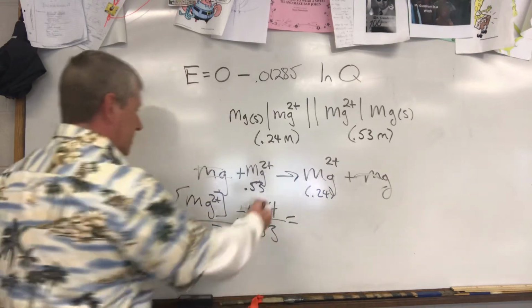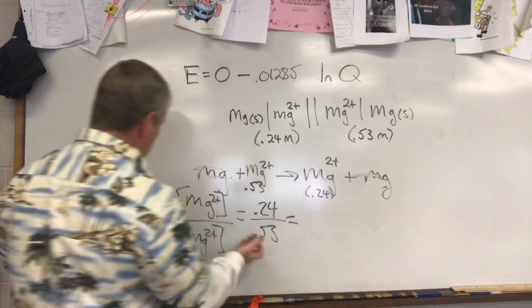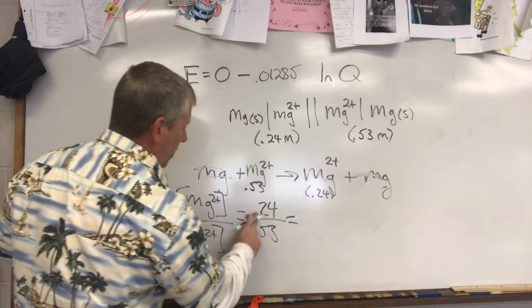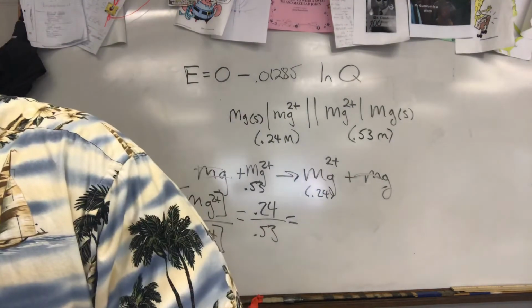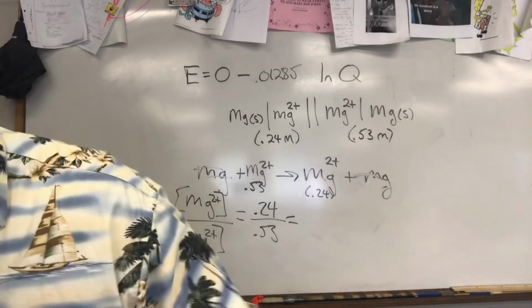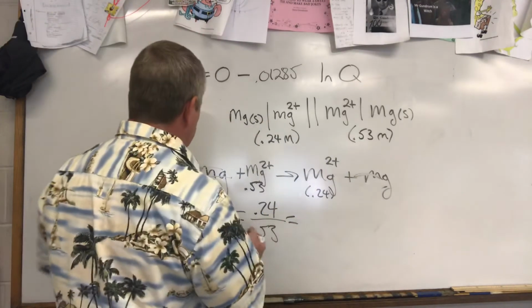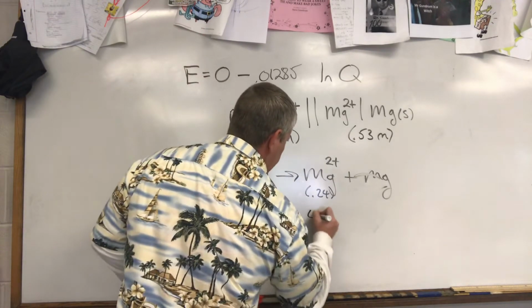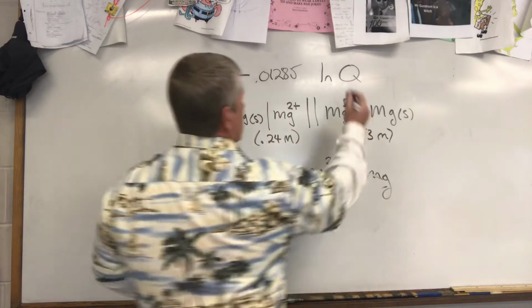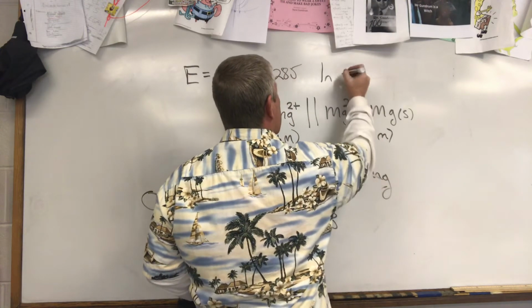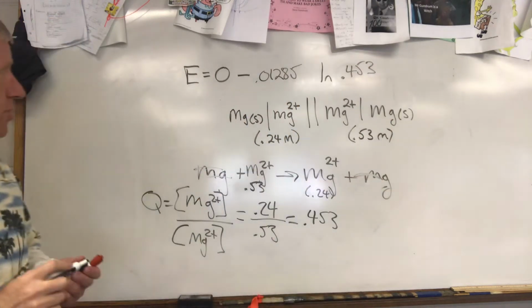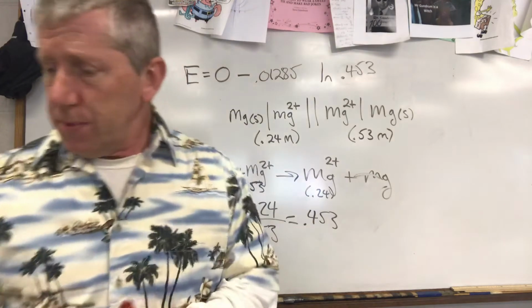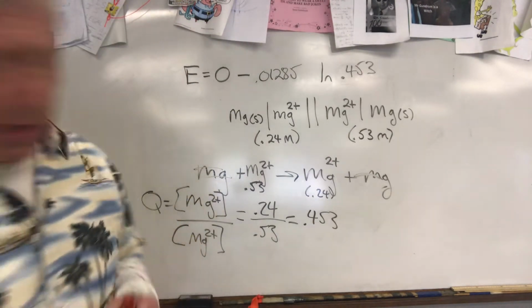I'm doing the Q value right here. So the Q is 0.24 divided by 0.53. We got it. It's 0.453. So that Q is 0.453. There's your expression. Some of it's already done out for you. So let's go ahead and crank that out.